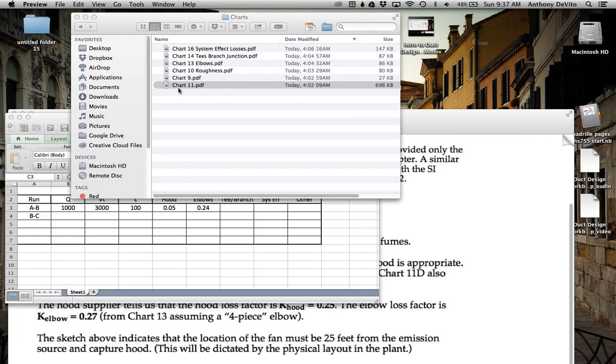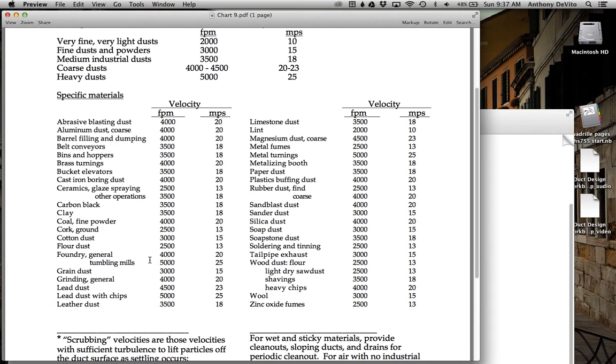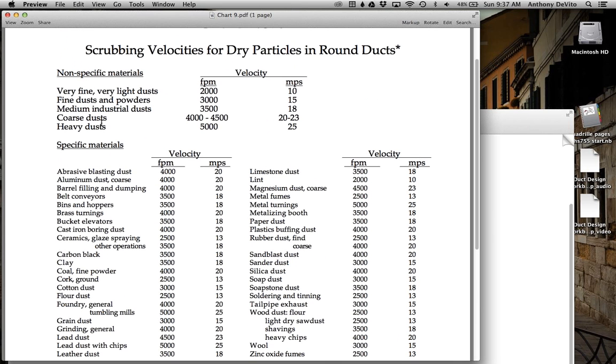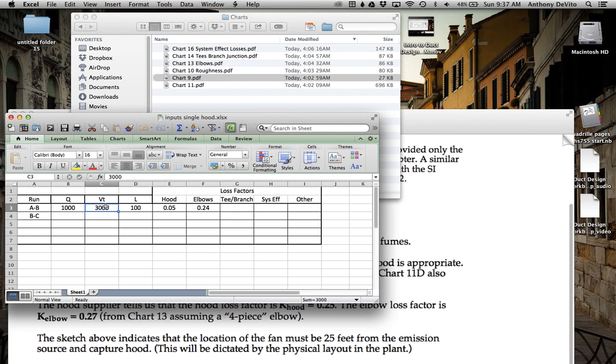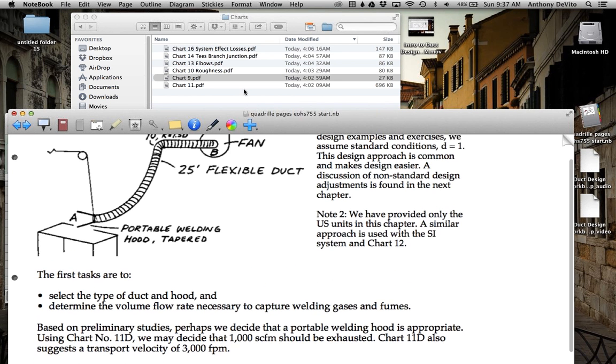And to get the transport velocity, we would go to, let's see, I think it's in chart 9. So chart 9, transport velocity. Depending on the particle or the material you're trying to move, you would choose different transport velocities. Fine dust might be 3,000. That's what it looks like we're dealing with here. So transport velocity is 3,000. The length of the ductwork that we're dealing with, in this case, is 25 feet of flex duct.